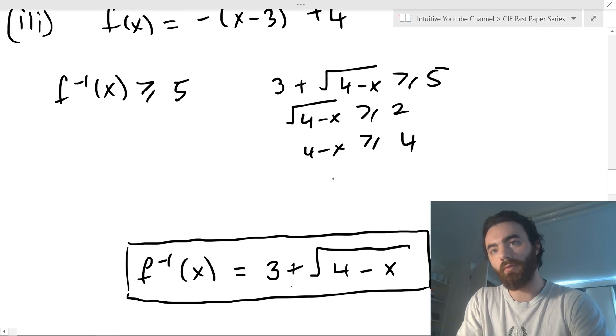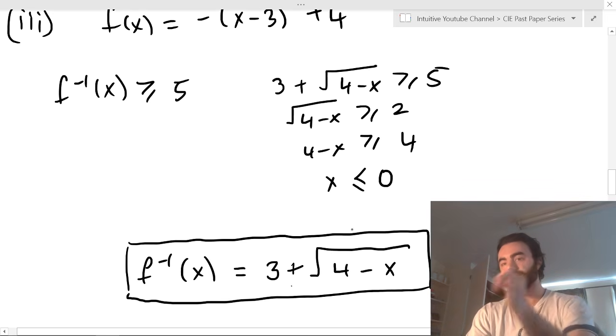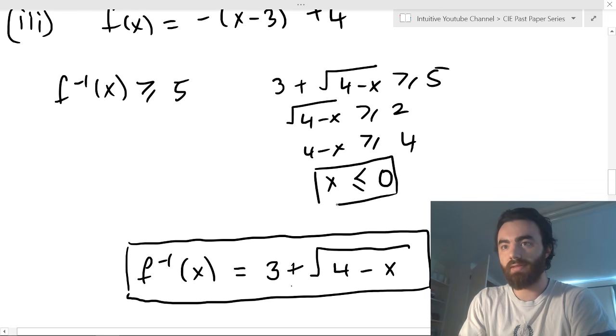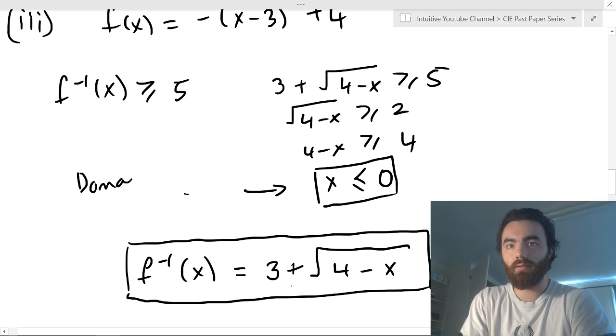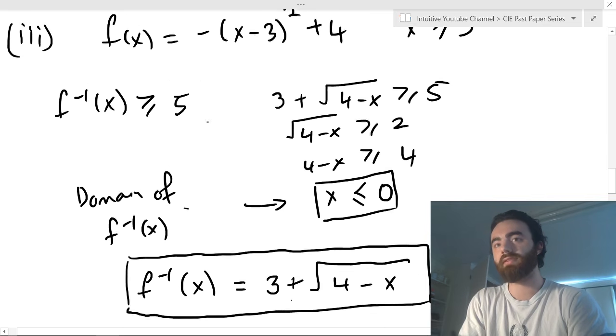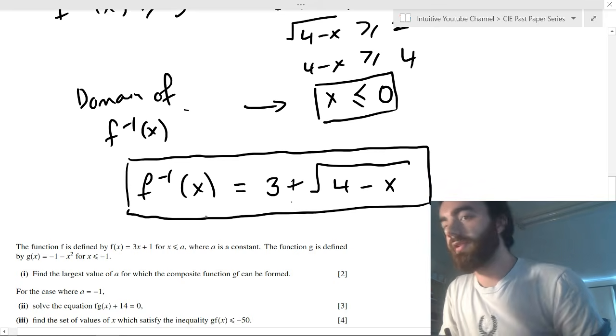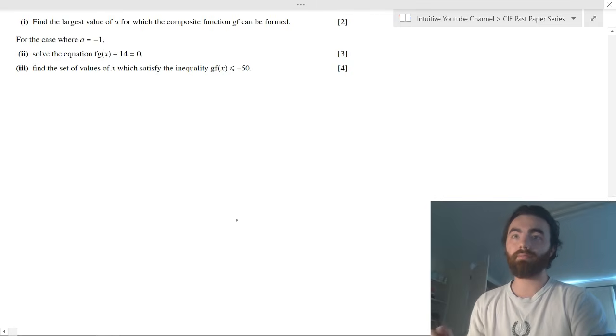Then take that over, we get x is less than or equal to 0. So that's our domain of the inverse. You could also have just found the range of f of x, and that would have been the domain of the inverse of f of x.